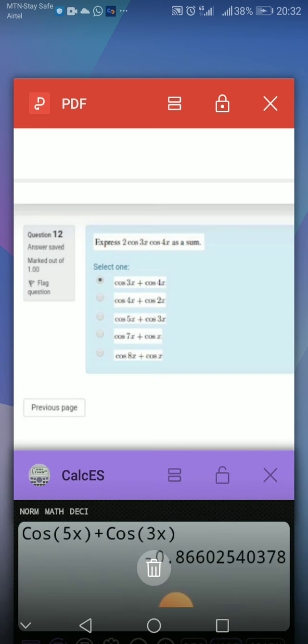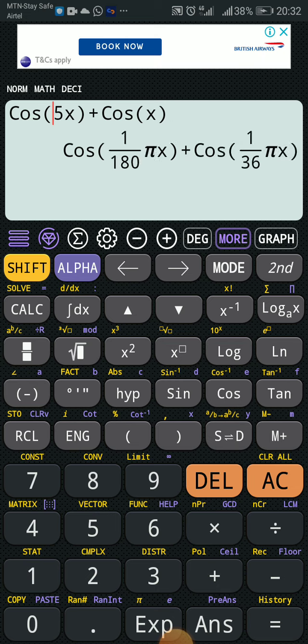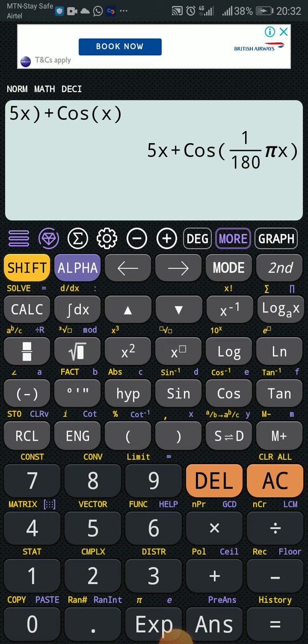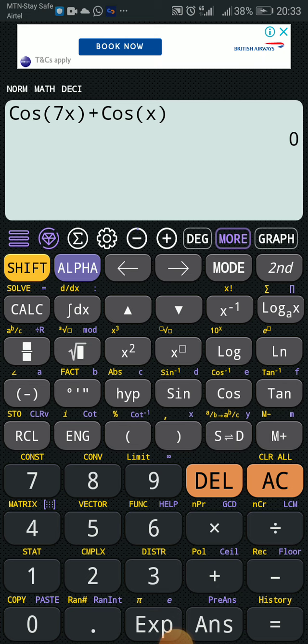The next one, cos 7x plus cos x. So we have cos x, cos 7x. Cancel this, that's a mistake. Cos 7x. Just press equal to. You see, cos 7x plus cos x is giving us the same answer. You see exactly what I was telling you, and I will tell you how to know the difference.